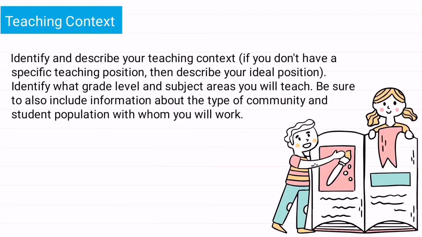The first one is teaching context. Identify and describe your teaching context. If you don't have a specific teaching position, then describe your ideal position. Identify what grade level and subject areas you will teach. Be sure to also include information about the type of community and student population with whom you will work.